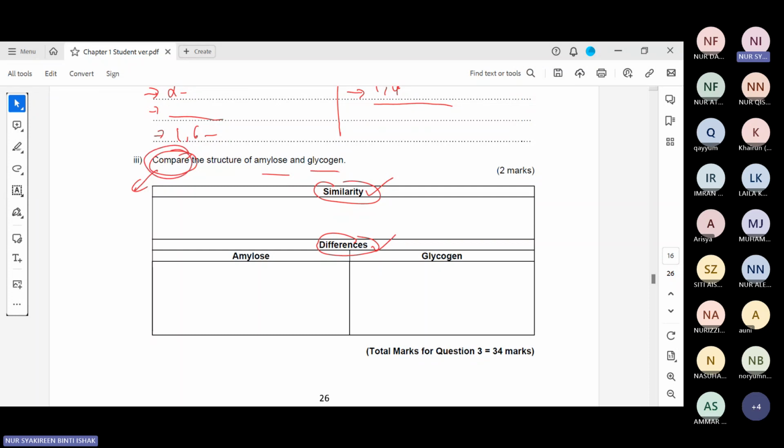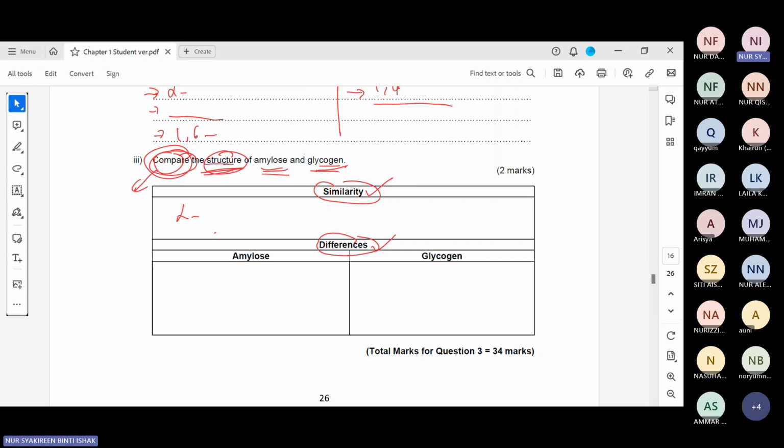Okay. So what is the similarity between amylose and amylopectin? The monomers are alpha glucose, or they both contain glycosidic bonds. Okay, they both contain glycosidic bonds, and then the difference. Okay, for this question you have to read the question carefully. You have to compare between amylose and glycogen. Comparing must be based on structure. Okay, must be based on structure.